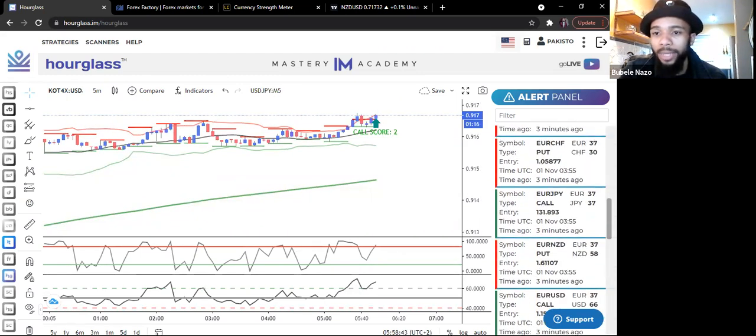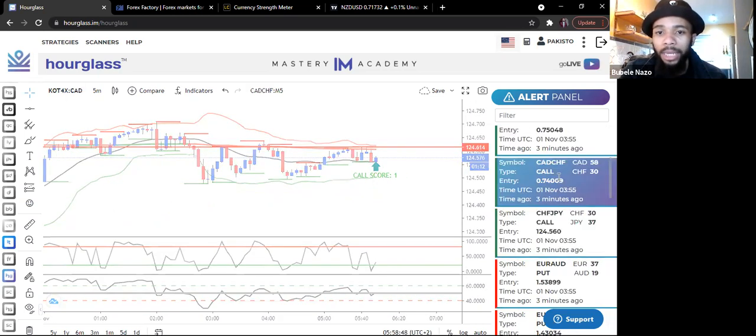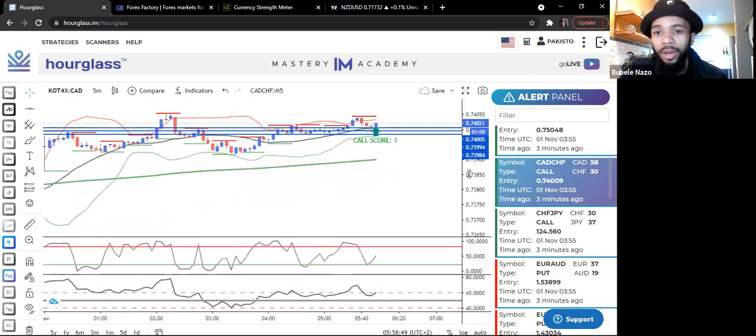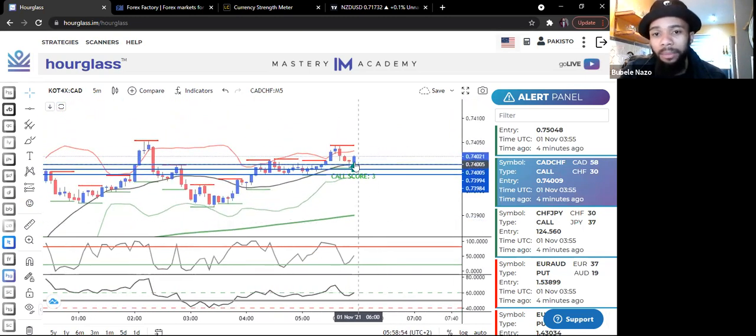Okay, let me just go back to that CAD CHF, ladies and gentlemen, see what's happening. Okay, so look at that massive push on CAD CHF. Look at it, it's gone. Look at that massive push to the upside, guys, on CAD CHF. Can you see that? That bullish momentum that I was anticipating was going to happen when price was pushing down into those zones actually happened massively.